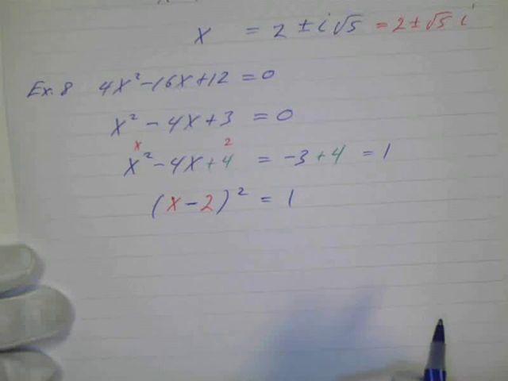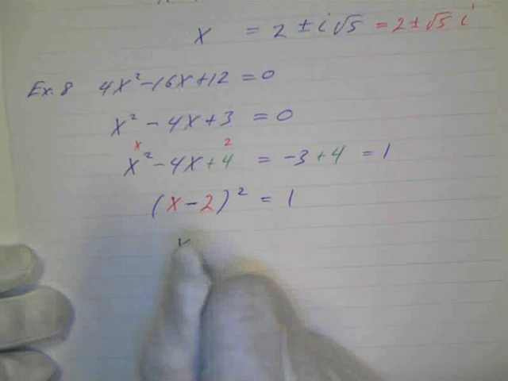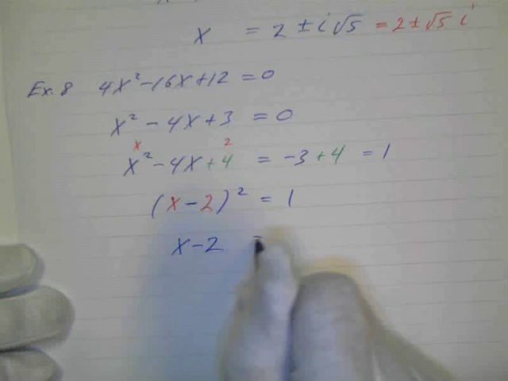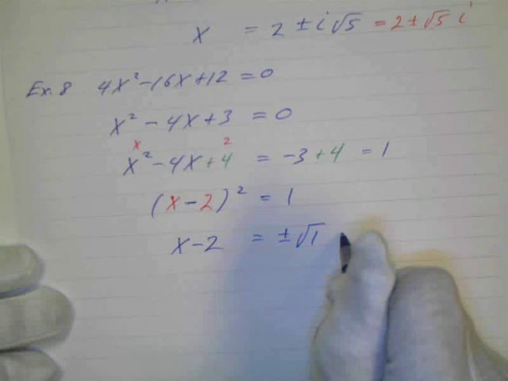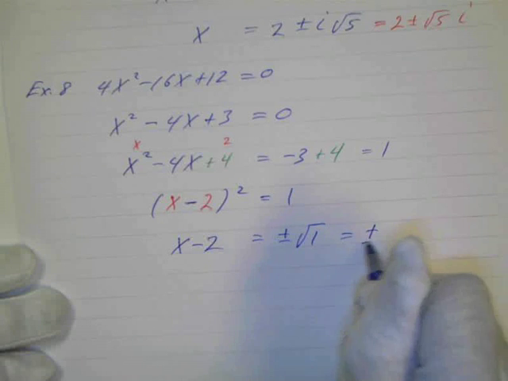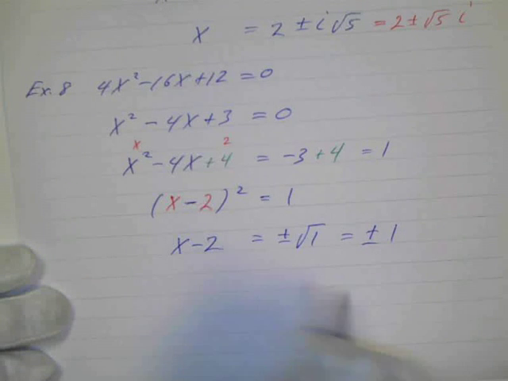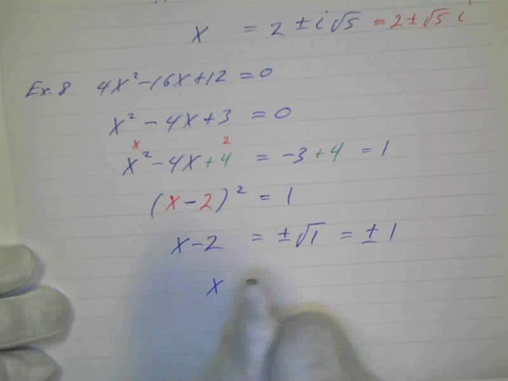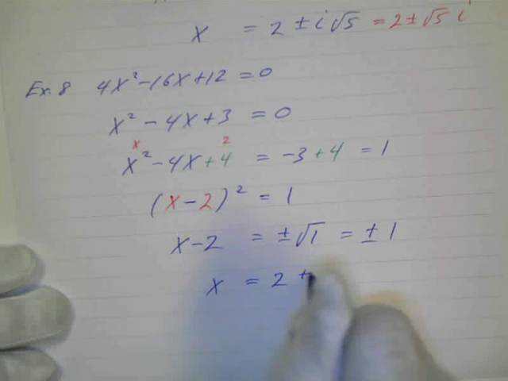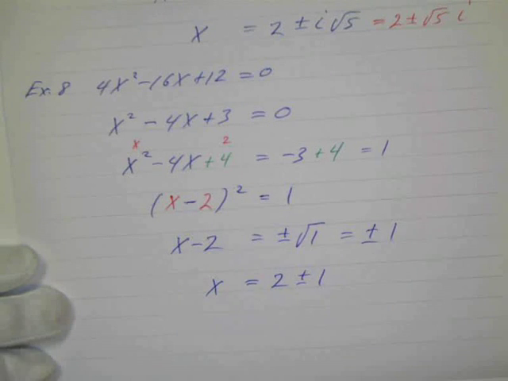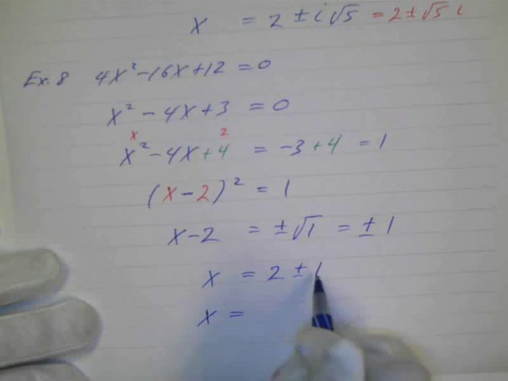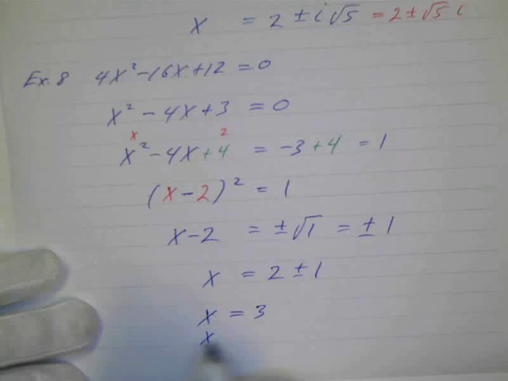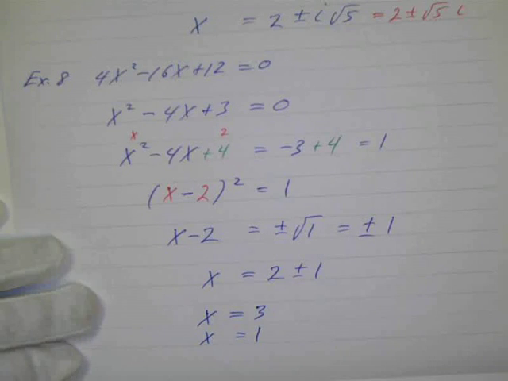So if x minus 2 squared equals 1, then we know that x minus 2 equals plus or minus the square root of 1, which is just plus or minus 1. And then if I add 2 to both sides, I have x equals 2 plus or minus 1. So x equals, and what's 2 plus 1? 3, or x equals, and what's 2 minus 1? 1. So those are your 2 possibilities.